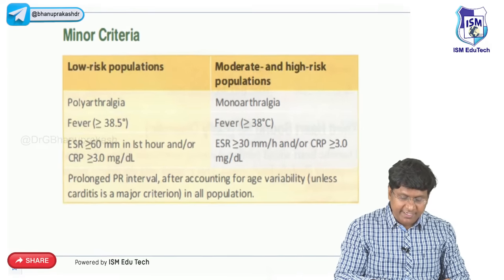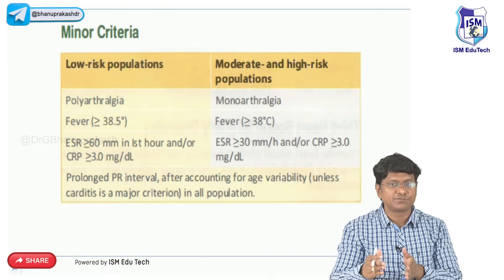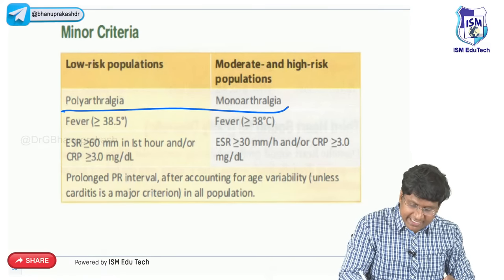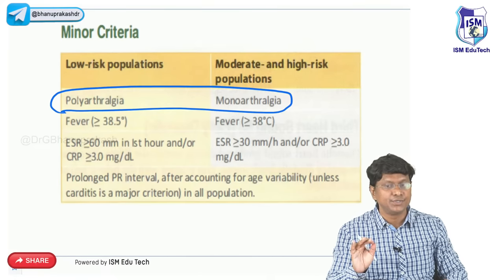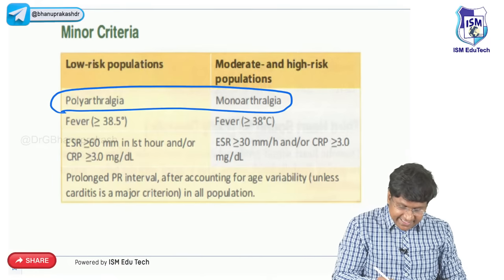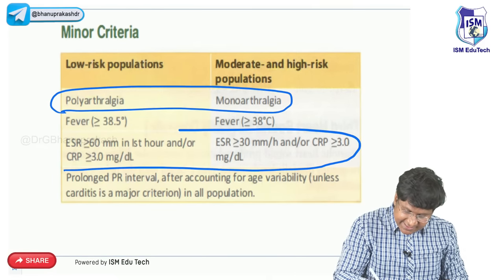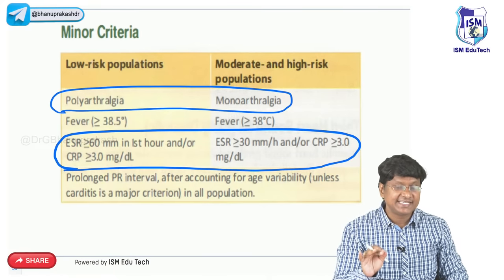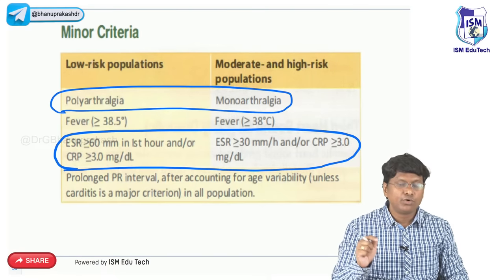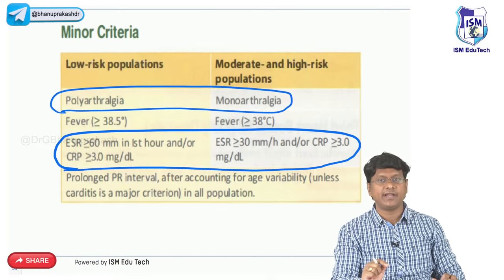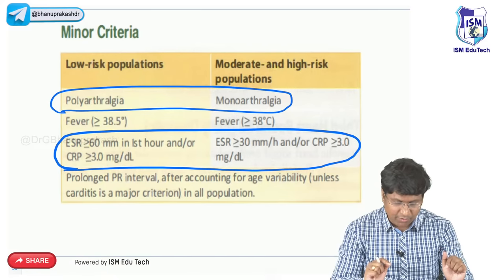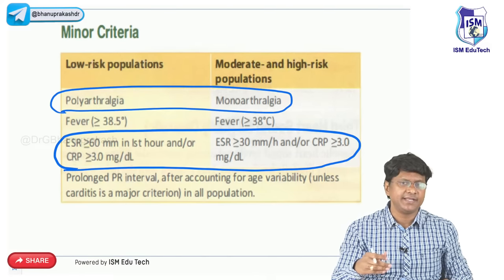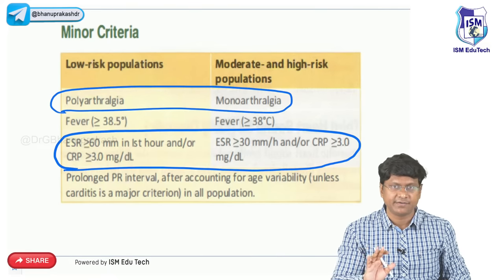Then you take minor criteria. Even in minor criteria, again, we have low risk population and high risk population. Again, the joint involvement: polyarthralgia is required for low risk, and for moderate to high risk, you require monoarthralgia. The next is the ESR. The ESR should be more than 60 mm in 1 hour in case of low risk, and more than 30 mm in 1 hour in the moderate and high risk population, okay? So this is how you will differentiate the low risk and high risk populations. The other minor criteria are fever more than 38.5 degrees centigrade and a prolonged PR interval.